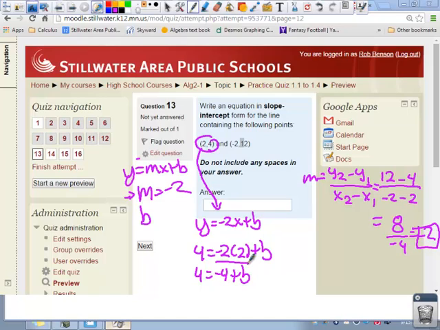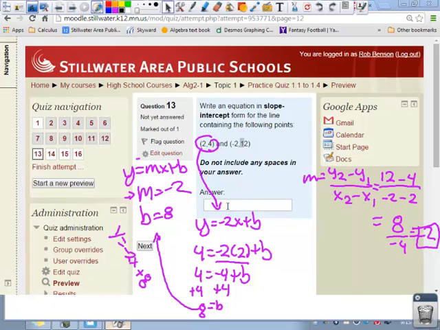Add 4 to both sides. So I got b is equal to 8. Bring that up here. B is equal to 8. So my new equation is as follows. Y equals negative 2x plus 8. Besides, this one doesn't have a fraction, so it's pretty easy to put in.